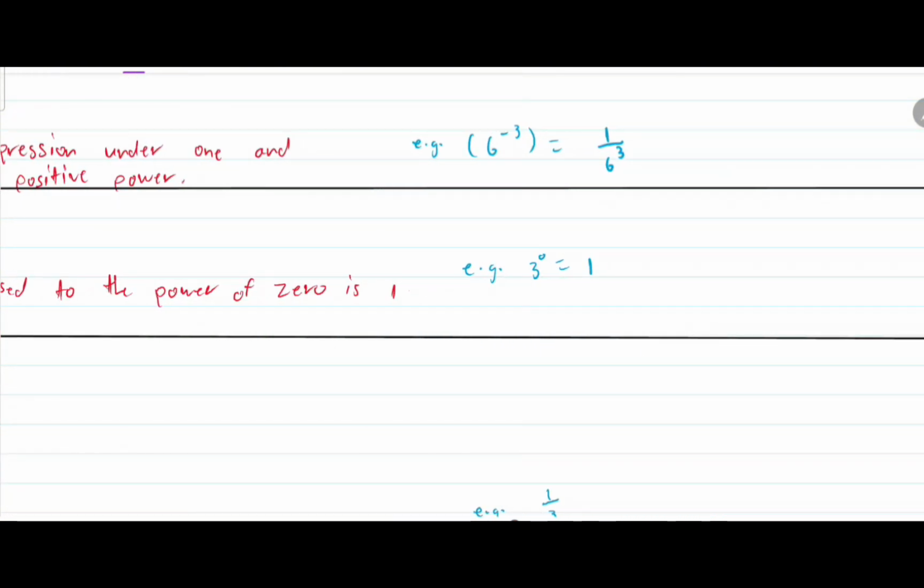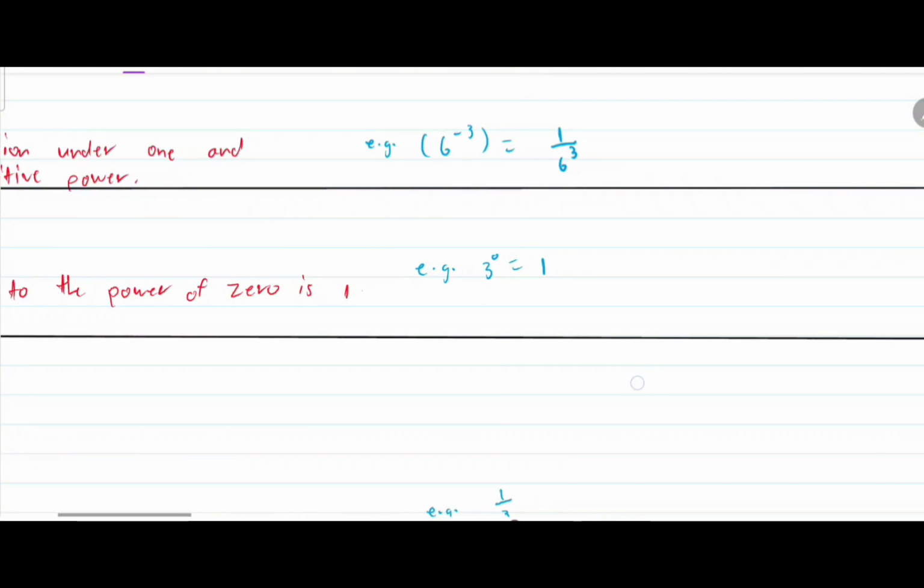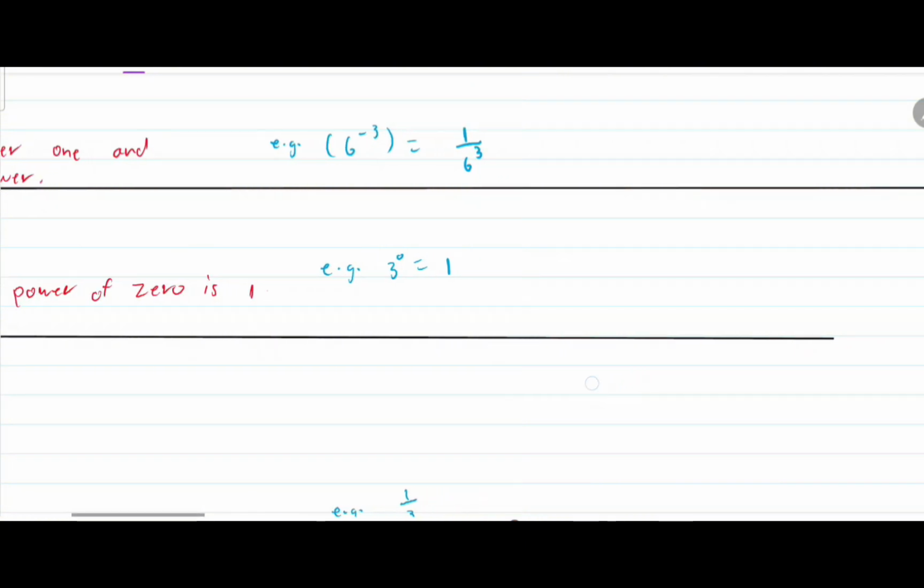So if I have 3 raised to the power of 0, it's going to be 1. If I have anything raised to the power of 0, it's going to be 1. Let's understand why that is the case.